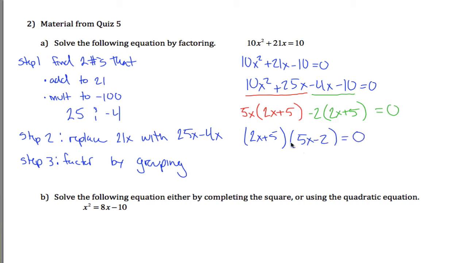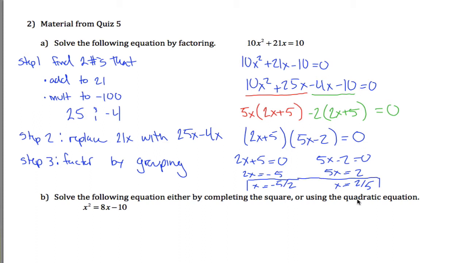And so what I now have is something times something equals 0. That's good, because as I was saying earlier, that means either the first thing equals 0 or the second thing equals 0. I now have 2 equations I can solve. Subtract 5 from both sides, divide both sides by 2. Over here, add 2 to both sides, divide both sides by 5. Get these 2 answers, which is the answer to this question.